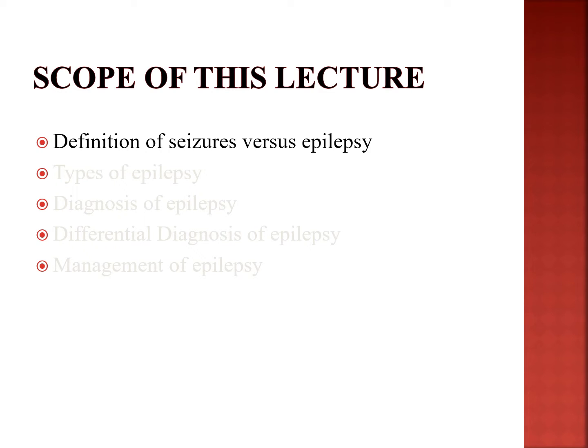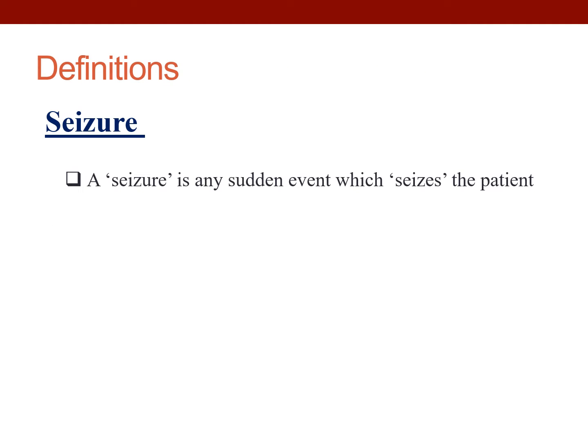into this case. So when we look at the definition of seizure, a seizure is any sudden event that seizes the patient's activity. Simply that means that whatever you are going to do, if you have a seizure, it's going to stop your activity. So if you are standing and walking, you are going to stop walking. If you are sitting, you're going to stop sitting. If you are talking, you stop talking. Alright, so it is an event that seizes your activity.